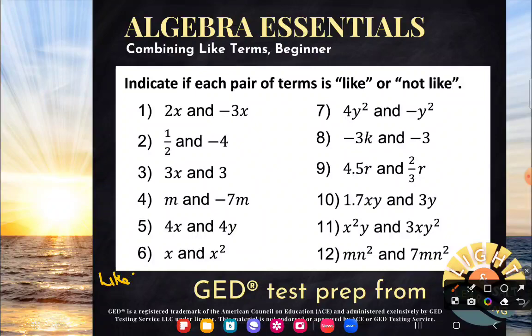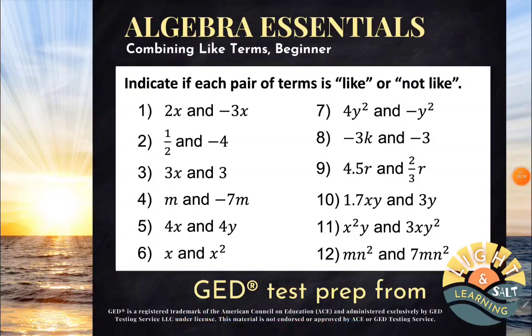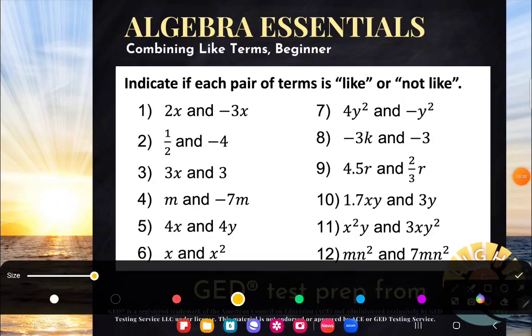Remember, we can only add and subtract in algebra with like terms. Like terms have an identical variable portion. And so what we're going to see is the part with the letters will be exactly the same. So directions say indicate if each pair of terms is like or not like.